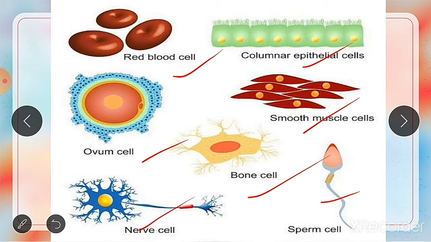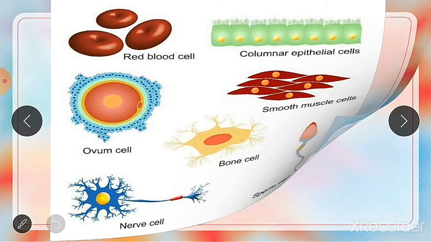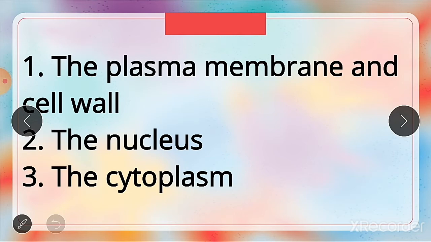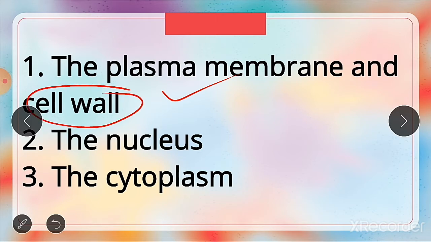Though they vary greatly in their functions, size and shape, these cells have three major functional regions, and all the activities inside the cell and the interaction of the cell with its environment are possible due to these three features. So these are very important features of a cell. The first one is the plasma membrane and the cell wall. The plasma membrane is the outer boundary of the cell, present in animal cells. In plant cells you can also see a cell wall. So the cell wall is absent in animal cells, but it is present in plant cells.